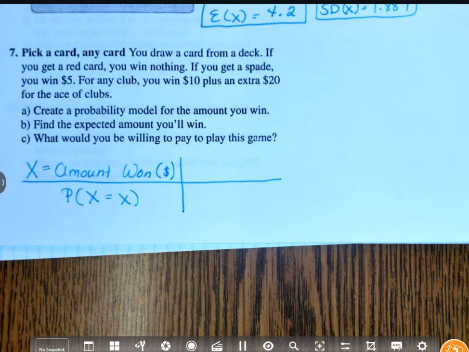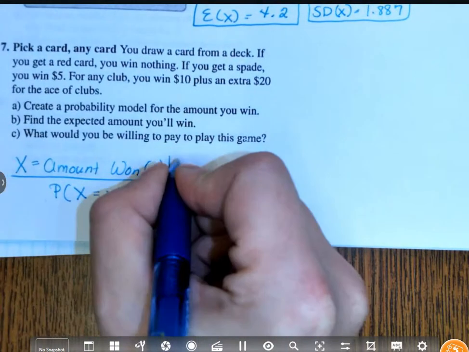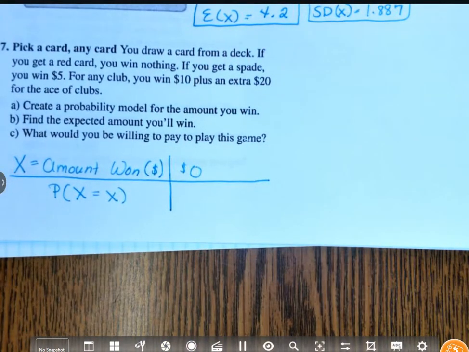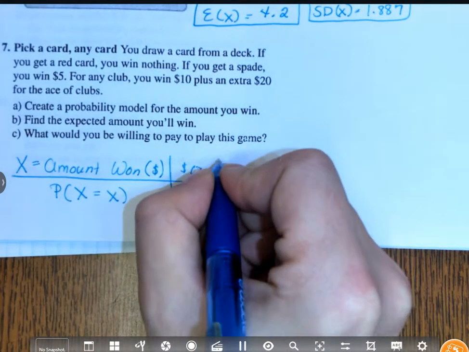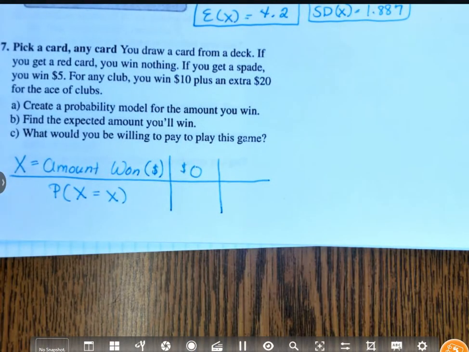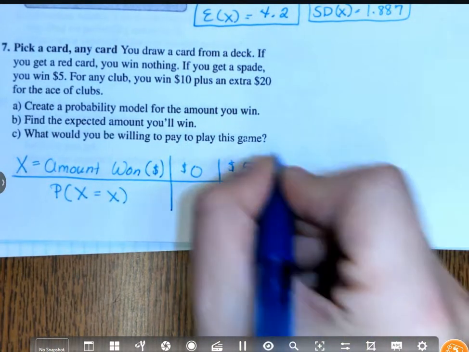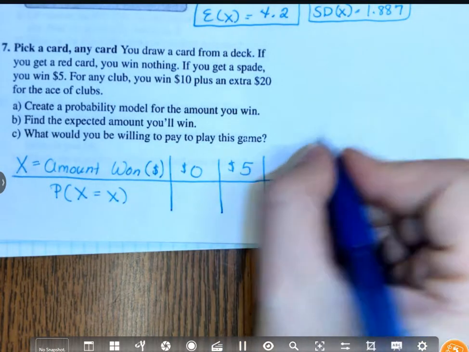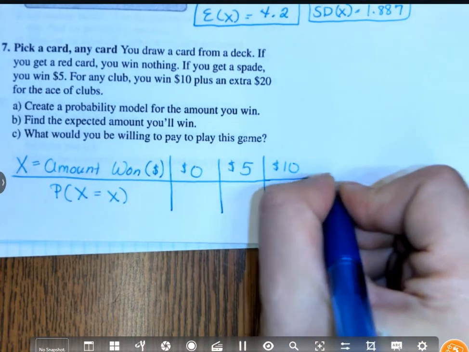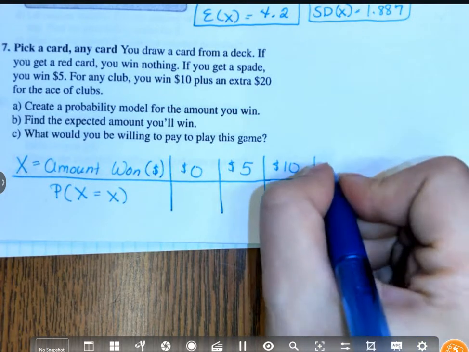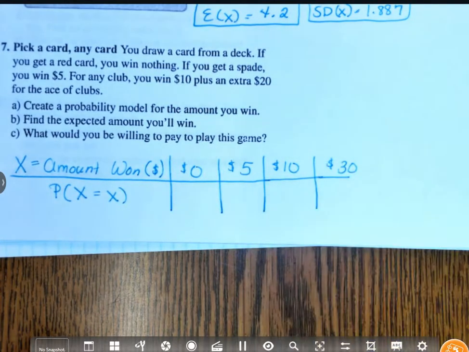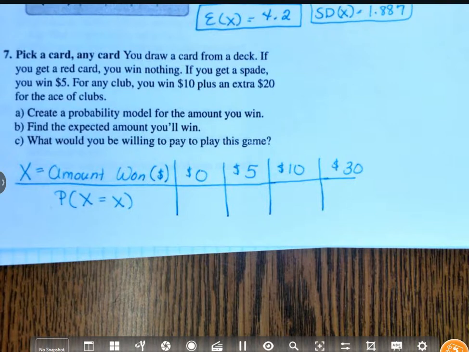Now you have to be really careful. All of the possible winnings. What's the smallest amount that I can walk away with? $0. It's possible to have no money. What else could I have? $5. Okay, what else could I have? $10. And one more time? $30. Beautiful. Thank you for not saying $20. That is the first thing: understanding what your possible outcomes are.